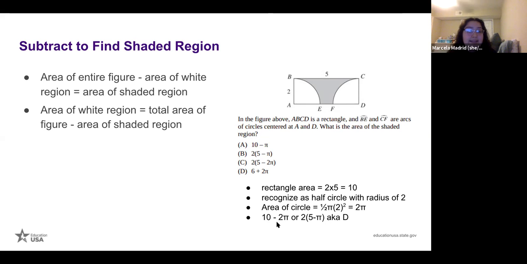But yeah, you just also need to expand it. Notice how you might get 10 minus 2 pi, but none of the answer choices are 10 minus 2 pi. You might say, oh, it's A, I just got 2 pi wrong. Sometimes you just need to expand the problem, as seen in this question.